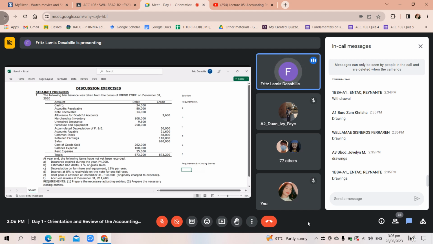Okay. So cash 24, debit, AR 80, notes 14, allowance for doubtful accounts on the accounts receivable, inventory, insurance, furniture and equipment, accumulated depreciation on the furniture and equipment, accounts payable, common stock, retained earnings, sales, cost of goods sold, salaries, and rent. Okay. Now, this is the unadjusted trial balance. Now, what we have to consider are the following: A to F, potential adjustments.